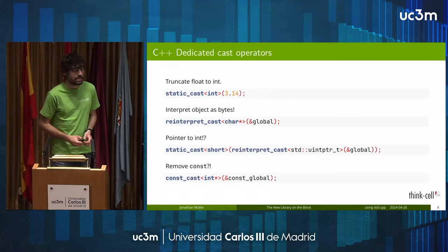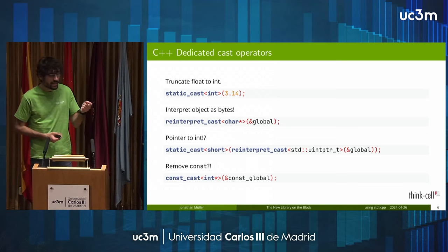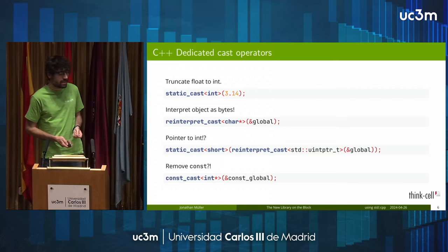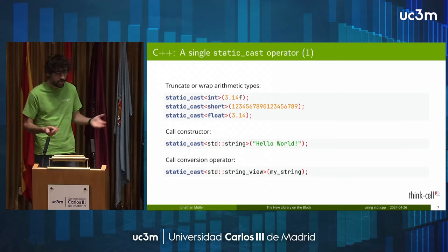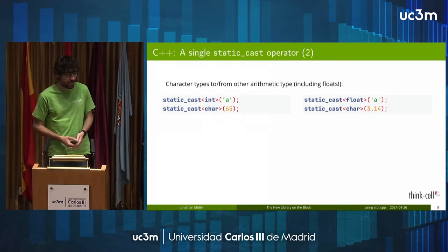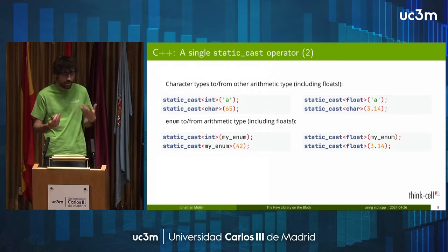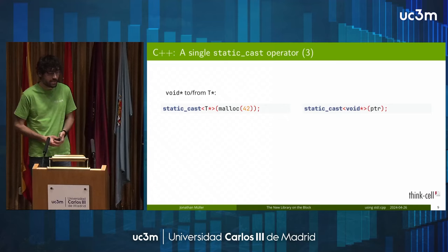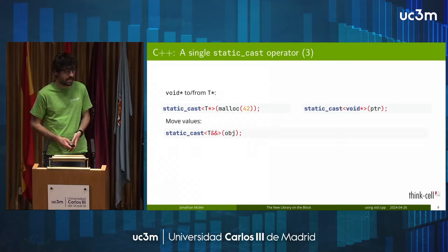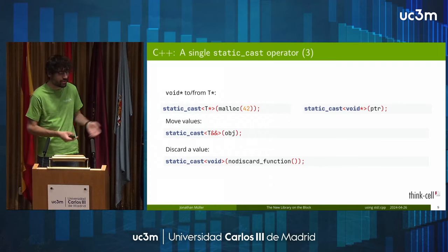And so C++ improved on it. There are now dedicated cast operators to do various things. But a static_cast on its own can also do a bunch of stuff. For example, static_cast can be used to truncate or widen arithmetic types, or you can call a constructor or conversion operator, or you can convert character types to other arithmetic types or float, or you can convert enums to arithmetic types, or you can do downcast and upcast in a class hierarchy, or you can convert void* to T* and the other way around. You can also use it to move values, and you can cast to void to denote discard.